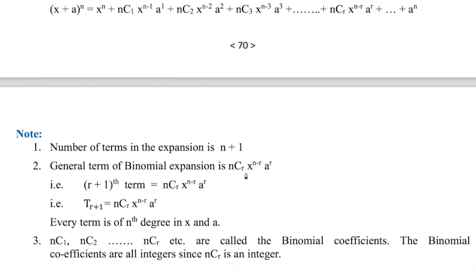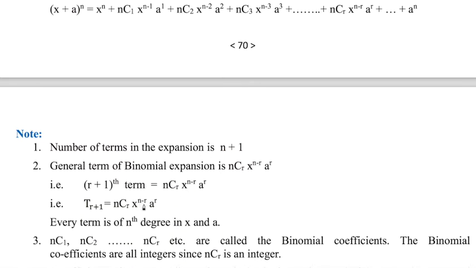The general term of the binomial expansion is nCr x power (n minus r) a power r, and this is the (r plus 1)th term. So T(r plus 1) equal to the term r plus 1 is nCr x power (n minus r) a power r. Every term is of the nth degree in x and a.